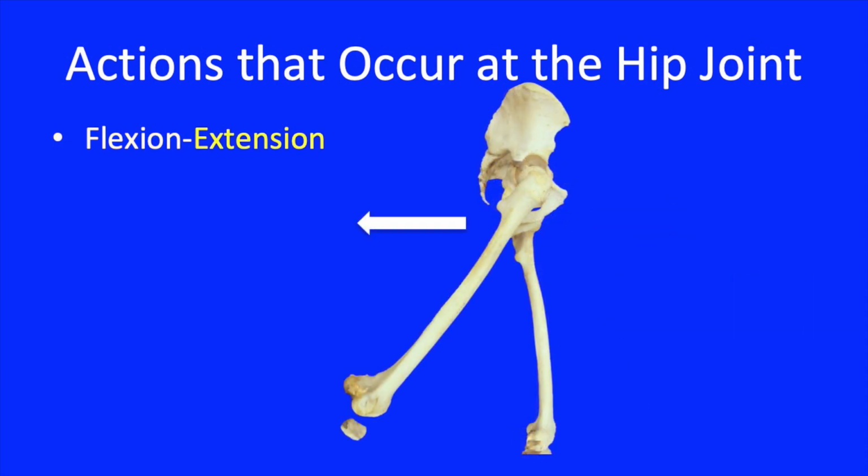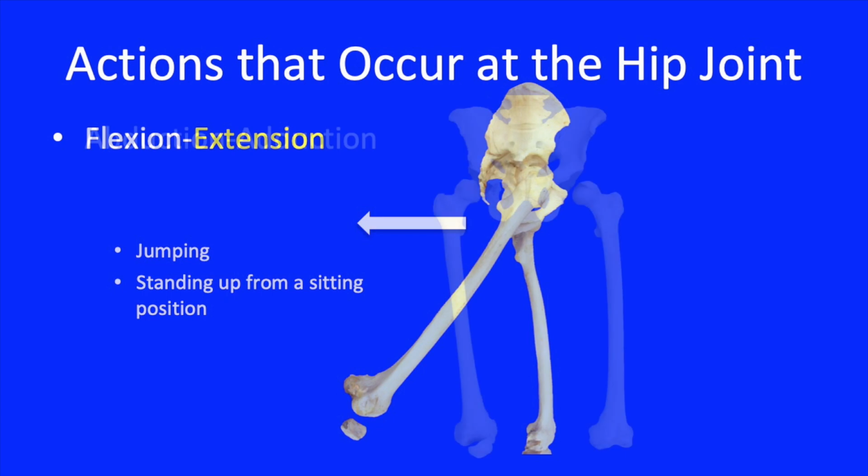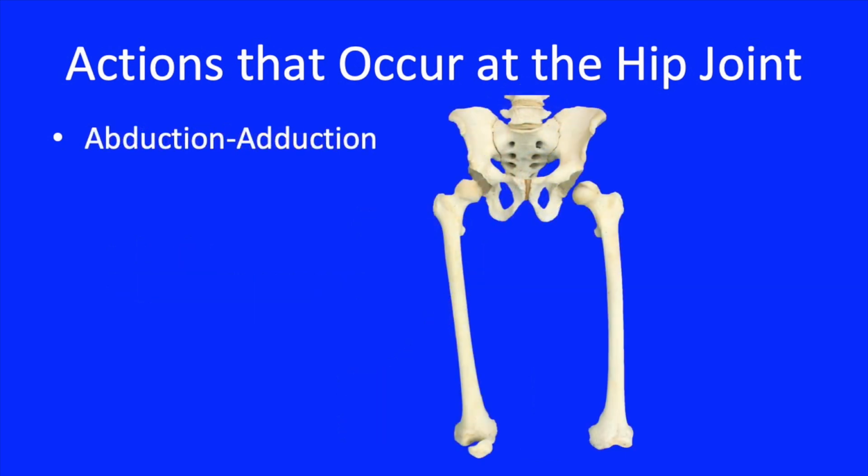If we now move the thigh in a posterior direction, this is known as extension. We extend our hips when we jump or when we stand from a sitting position. The powerful gluteus maximus is a principal muscle responsible for this action, and think of which athletes have a large gluteus maximus. Basketball athletes are characterized by having a powerful gluteus maximus. Let's go back and place the hip in the anatomical position.